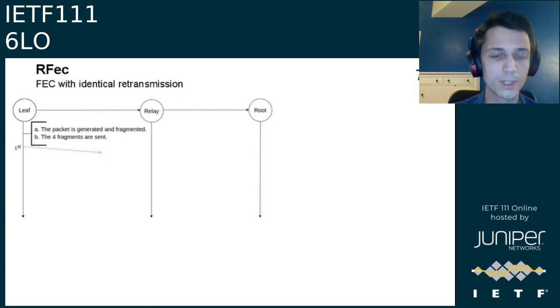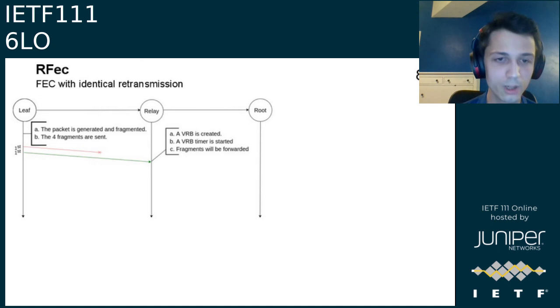So in that case, even if you lose the first fragment, since you are also sending a copy of the first fragment, the relay node will be able to create the VRB thanks to the routing information contained in the compressed IPv6 header in this first fragment. The VRB will be created, and the next fragments will be able to be forwarded.